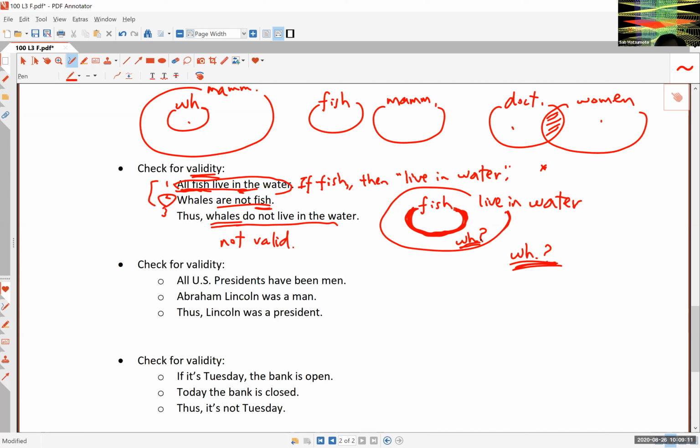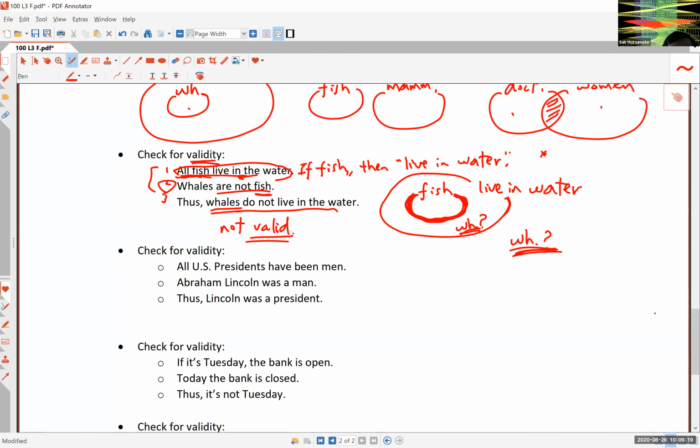All you know is that it's outside of the inner circle. So it's not valid. And by the way, you know it's not true either, right? Because you just happen to know what whales are, and you happen to know that these whales live in the water. Okay, so the first statement is true.